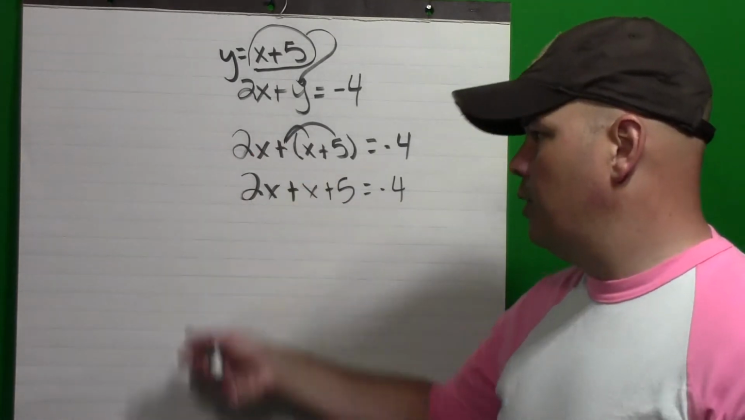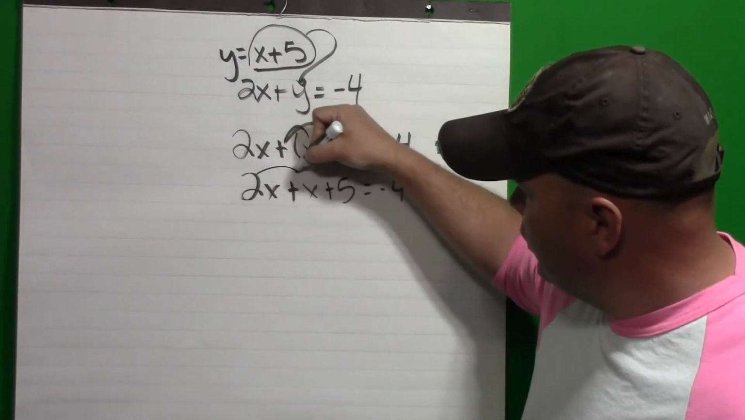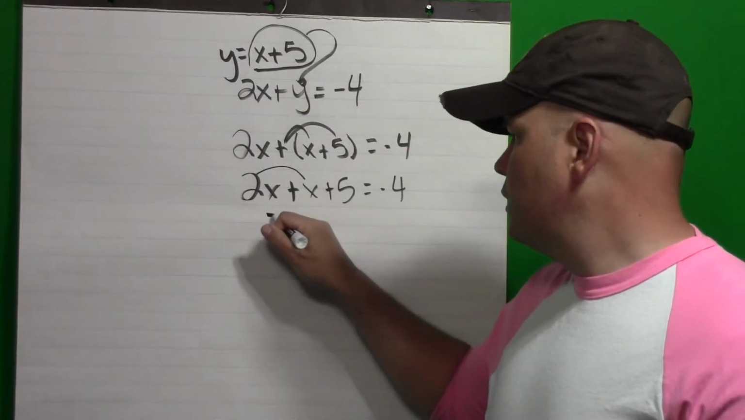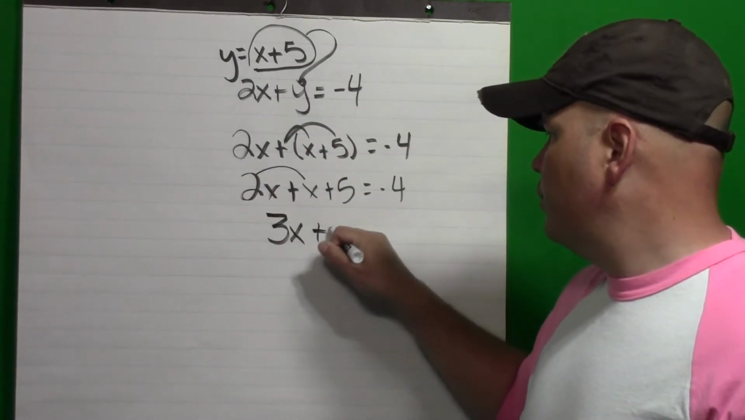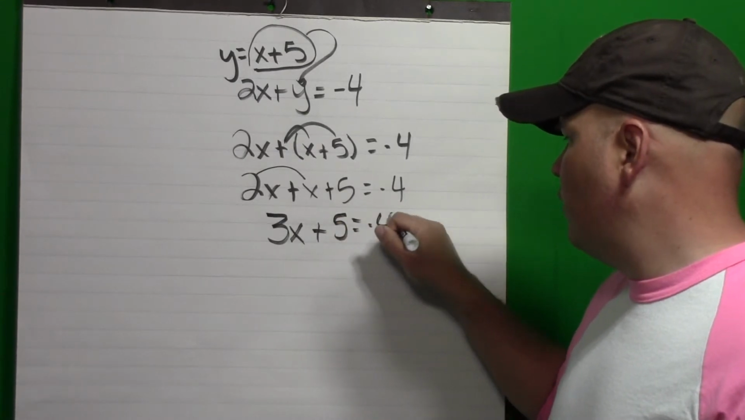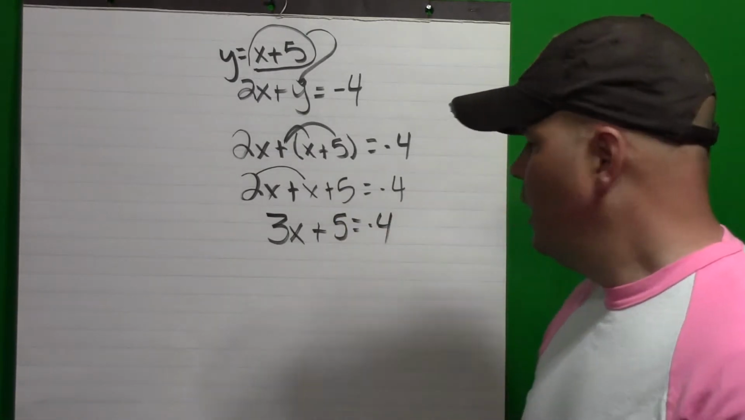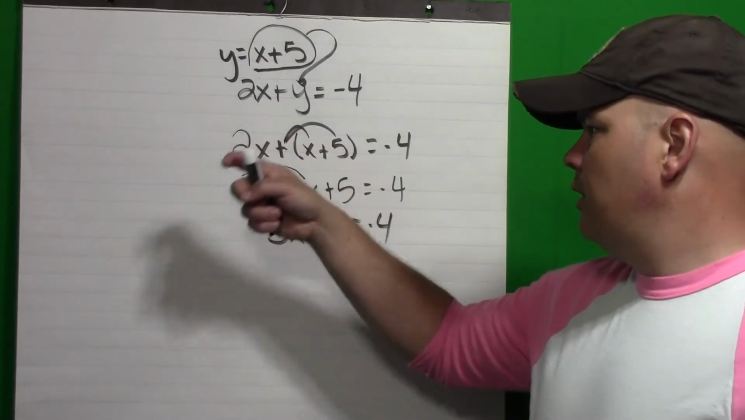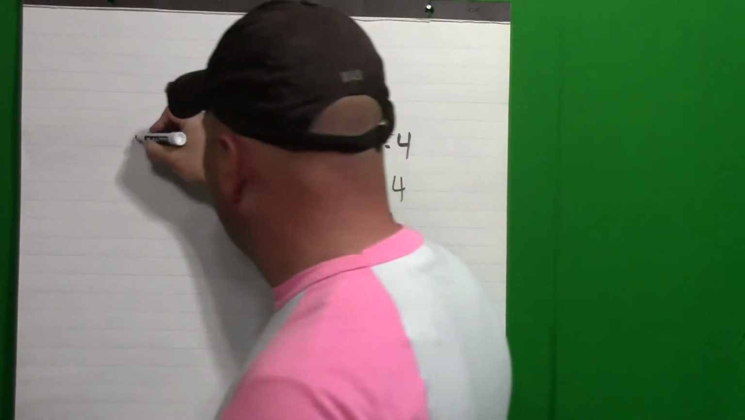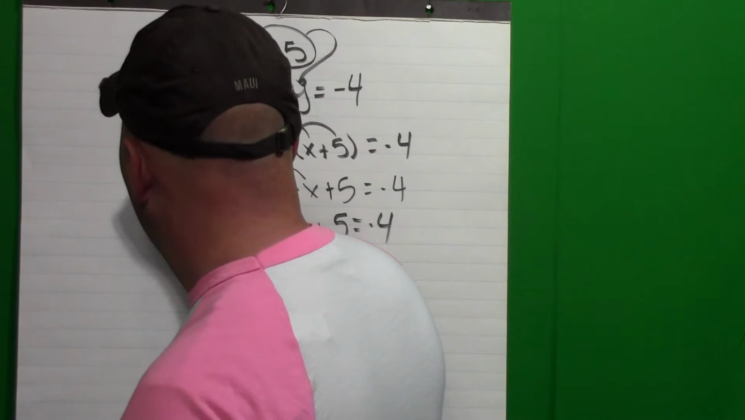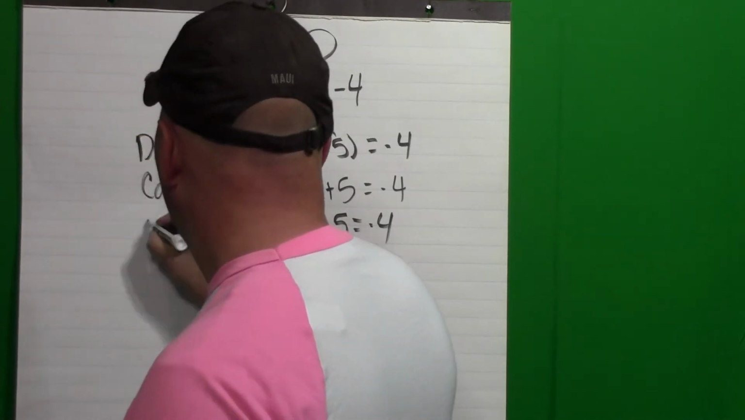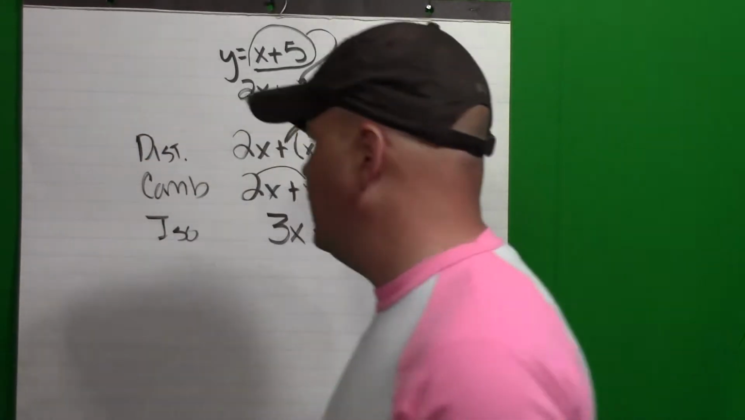So I just distributed. So now I'm going to combine like terms. Those are like terms. So now I have 3x plus 5 equals negative 4. Now that I've distributed, now that I've combined, so here we'll even write it here. Distribute, combine. My next thing I'm going to do is isolate.